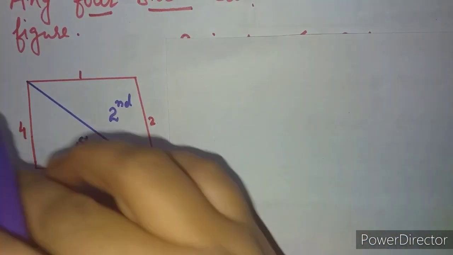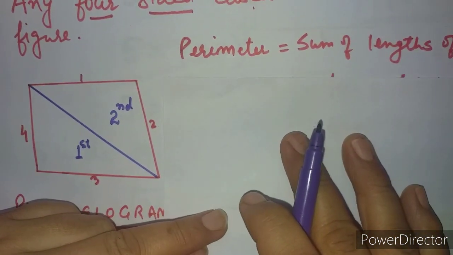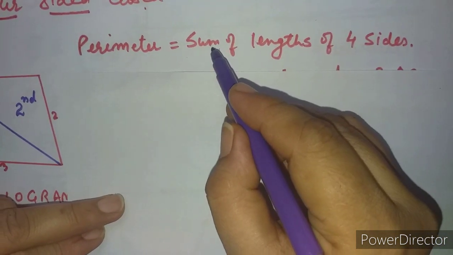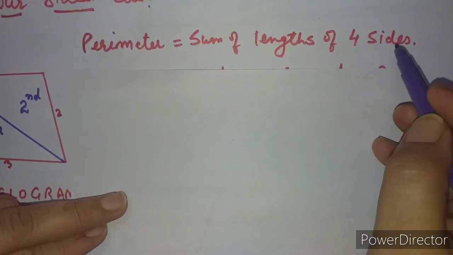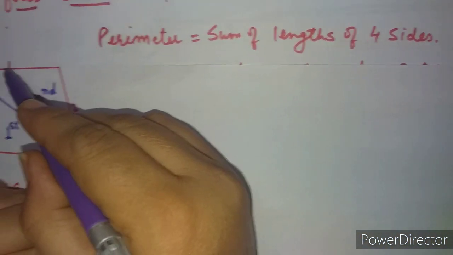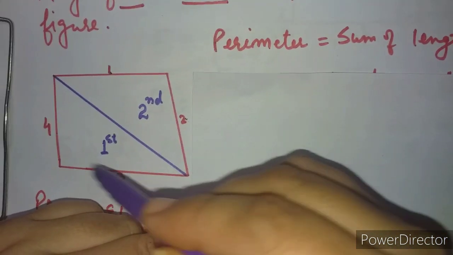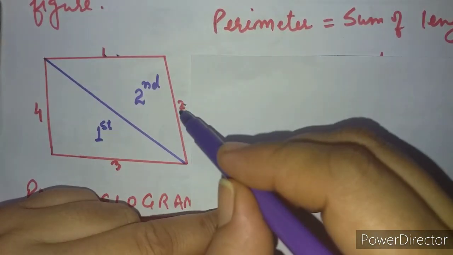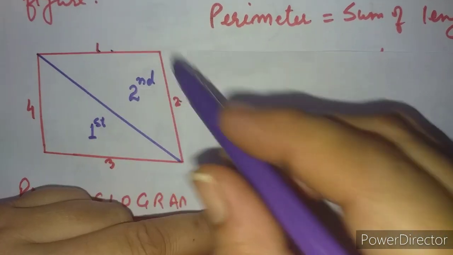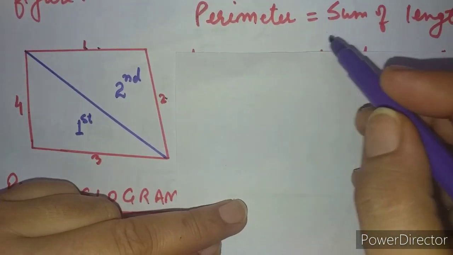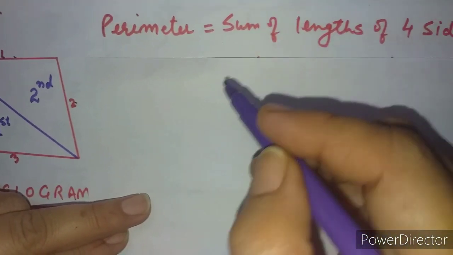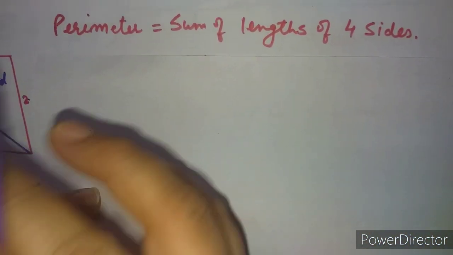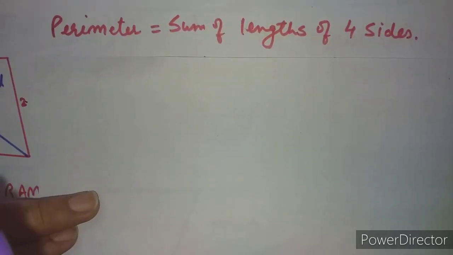The perimeter of this closed figure is simply the sum of the lengths of all four sides. Which sides am I talking about? Side number 1, side number 2, side number 3, side number 4. I will simply add these lengths, this many centimeters plus this many centimeters plus this many centimeters, and that will give me the answer of the perimeter, because perimeter is nothing but the sum of the lengths of the boundaries. Now let us come to the point of finding its area.